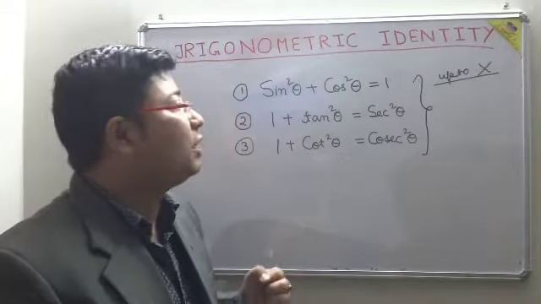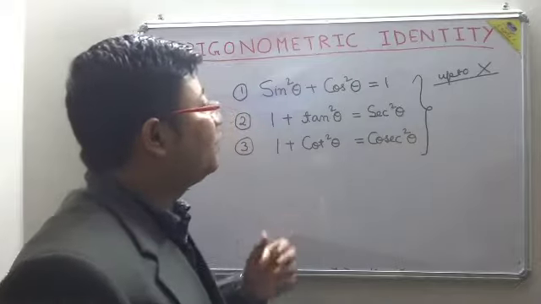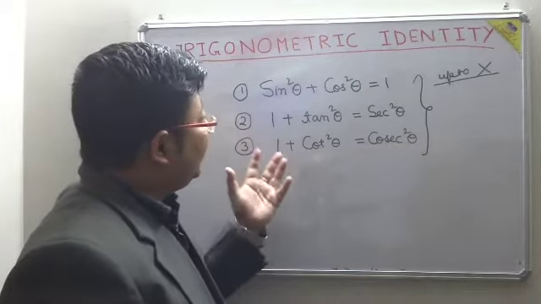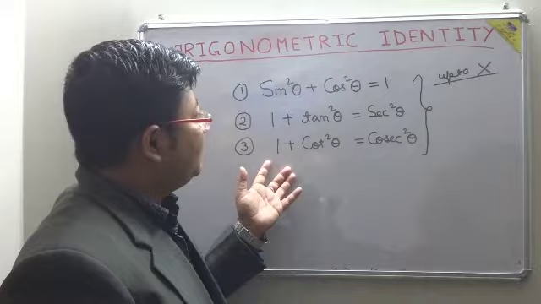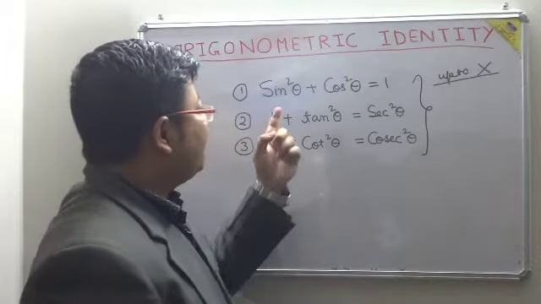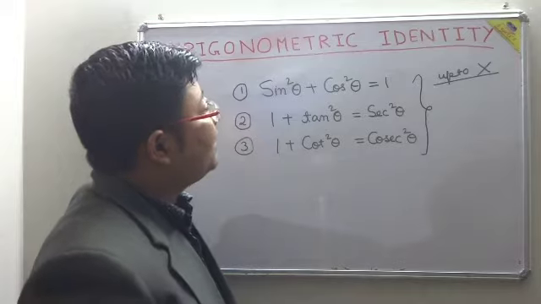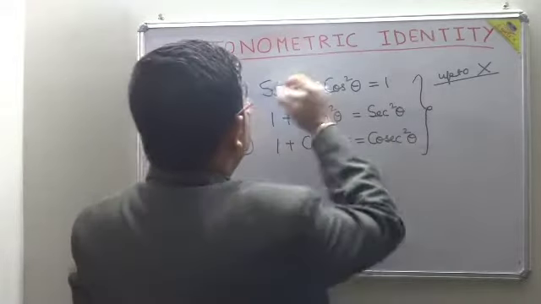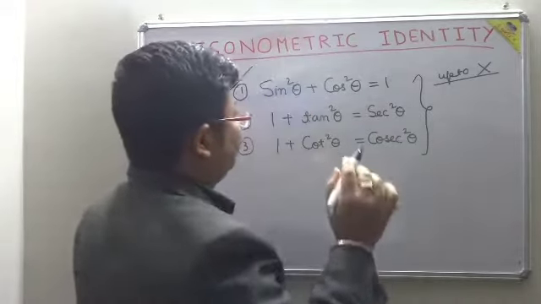These three are the basic trigonometric identities that are required up to class 10 level, and relating to this one, we will solve some problems. Now I will tell you one by one what the trigonometric identities are. First one is sin square theta plus cos square theta is equal to 1. This is the first trigonometric identity.